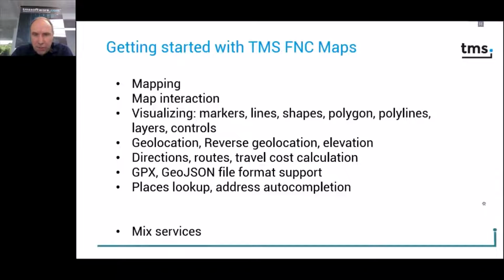I mentioned different services here, and through FNC Maps, it's possible to mix these services. What I mean is that, for example, you use the Apple MapKit to visualize maps, but that you use a Google service to perform the address auto-completion. And so you can choose what you want when you use the components that are included in FNC Maps.